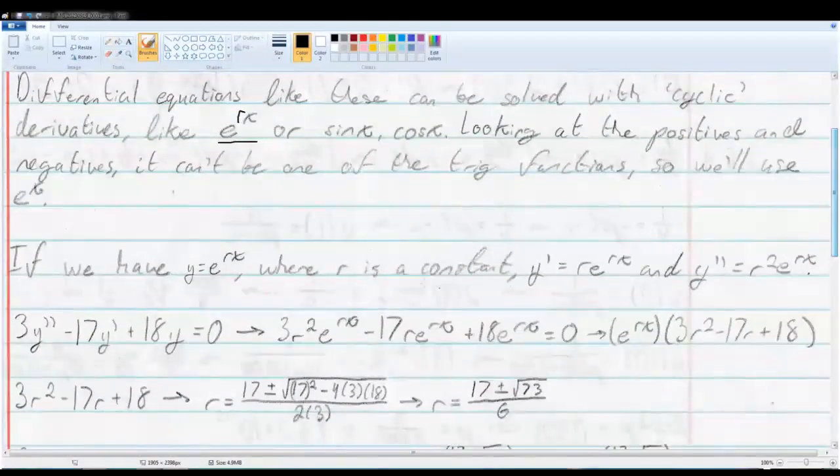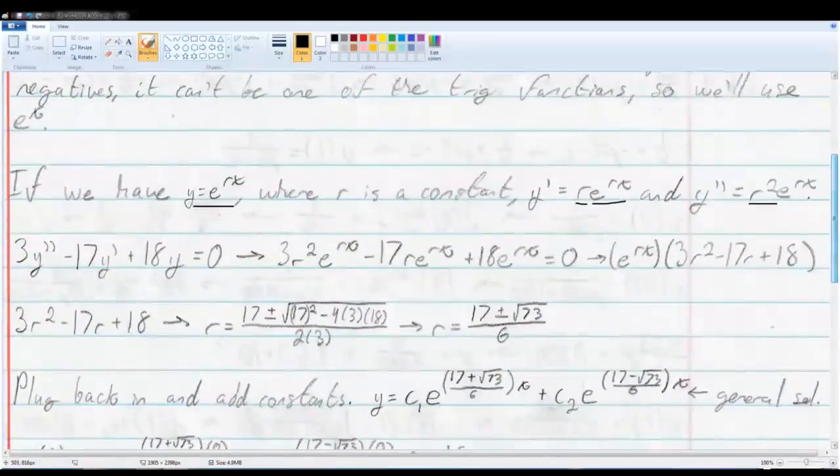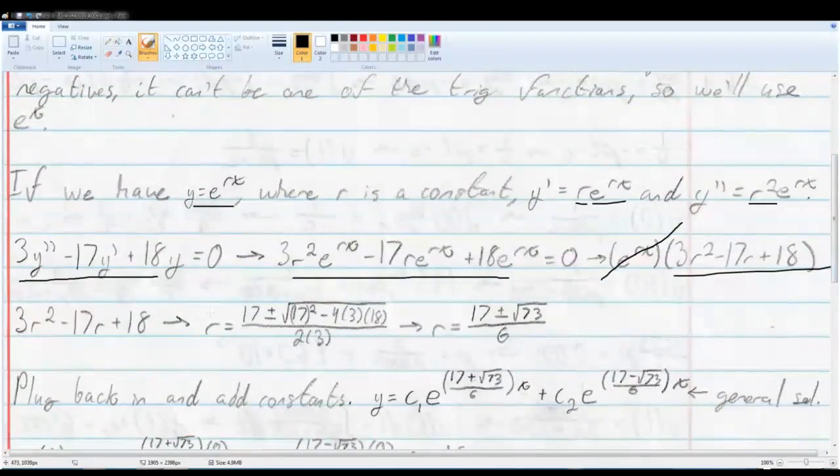And so when we differentiate that, we basically pull the r out and we still have the original function. Same thing, when we differentiate that again, we get r squared. And so we plug that into the differential equation. And of course, we can pull out all the e to the rx's. Since we're not really solving for that, we can just get rid of it and use this part. And so we basically have a parabola just in terms of r, not x. And so quadratic equation, boom, there's your two roots, plus and minus.